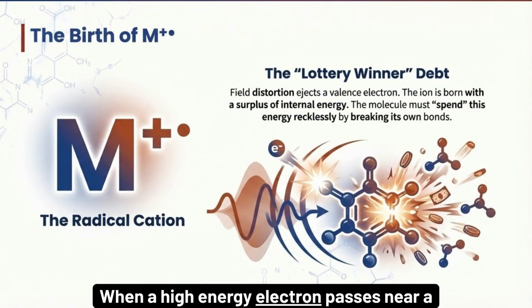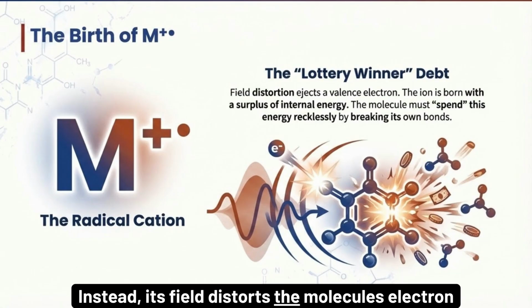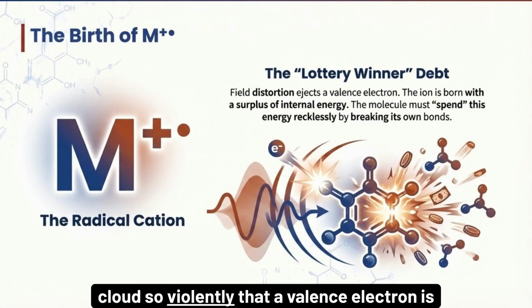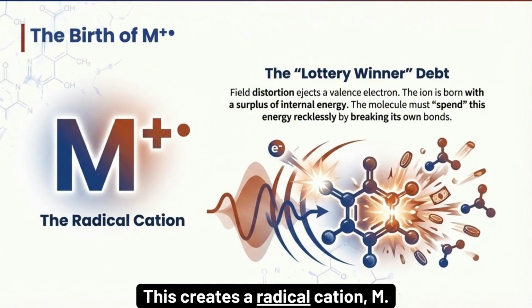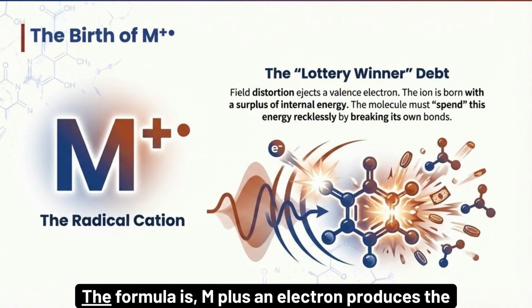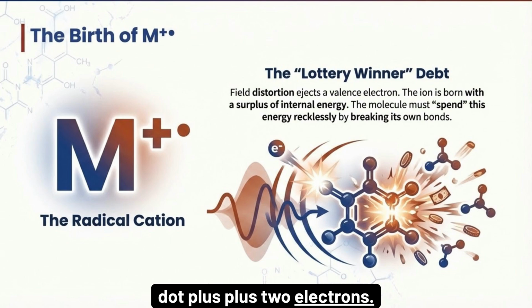When a high-energy electron passes near a neutral molecule, M, it doesn't usually stick. Instead, its field distorts the molecule's electron cloud so violently that a valence electron is ejected. This creates a radical-cation, M+. The formula is M plus an electron produces the radical-cation M+• plus 2 electrons.